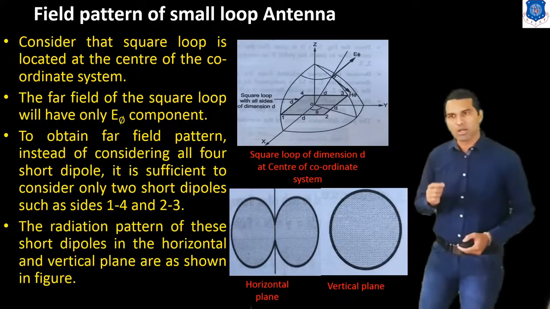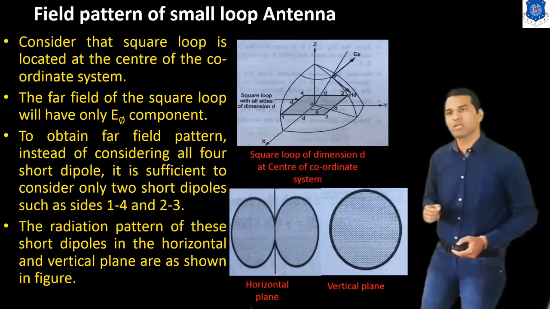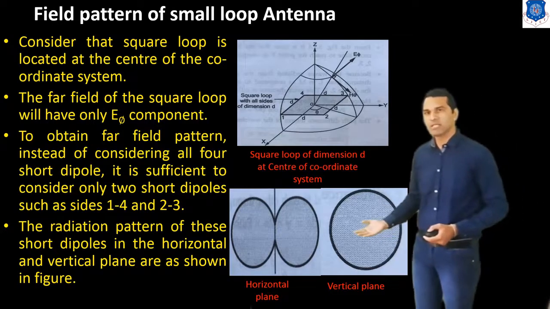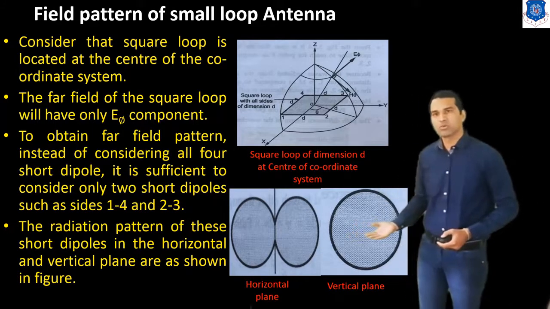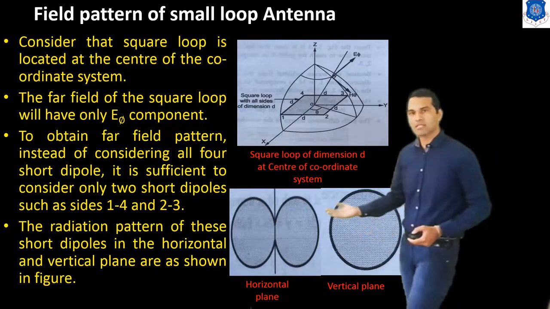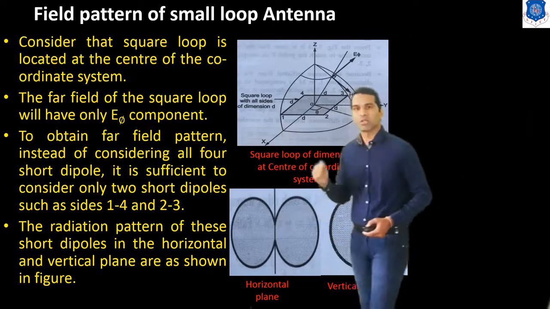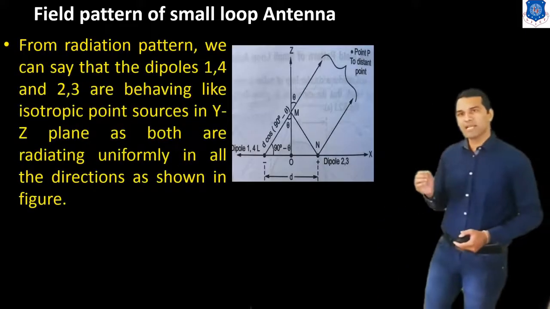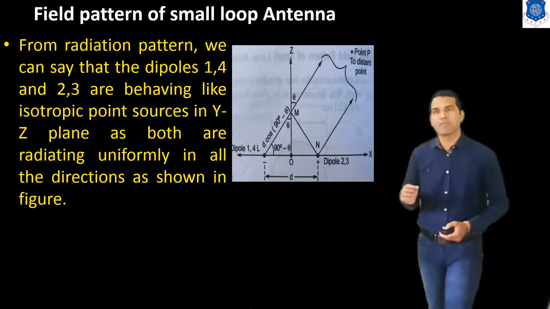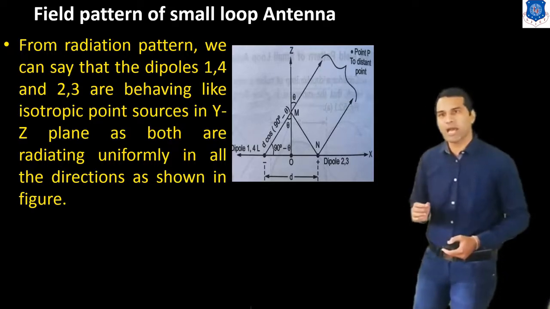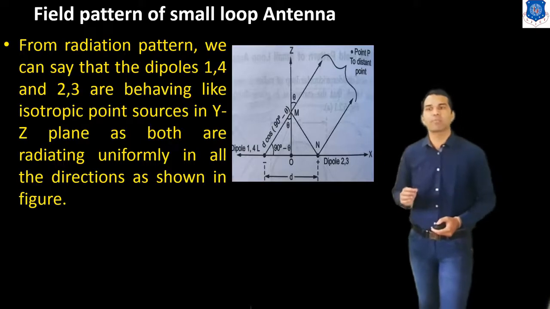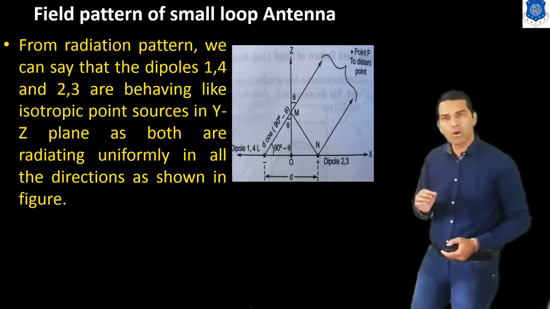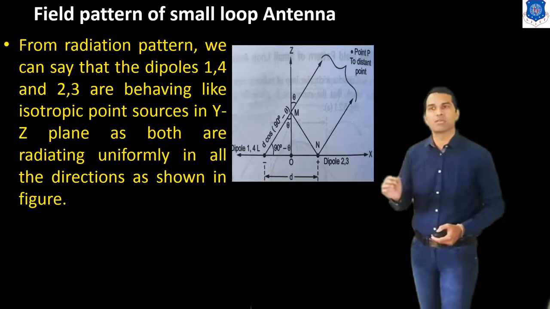The radiation patterns of this short dipole in the horizontal and vertical planes are as shown in the figure. So here we can see this is the radiation pattern due to these 2 dipoles in the vertical plane and this is the radiation pattern in the horizontal plane. Now, from the radiation pattern, we can say that the dipoles 1, 4 and 2, 3 behave like isotropic point sources in the YZ plane, as both are radiating uniformly in all directions as shown in the figure.